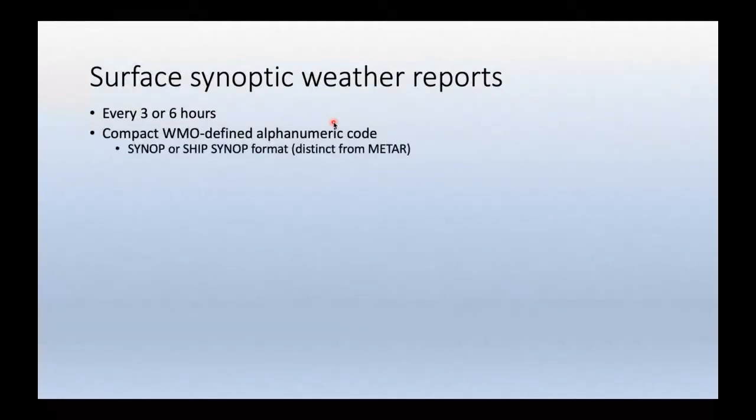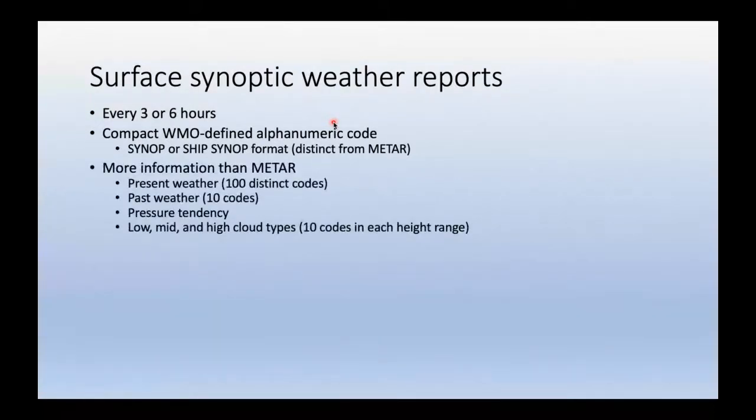The WMO-defined alphanumeric code for both synoptic and ship format weather reports was designed to be very compact and efficient for transmission, because the mode of transmission through many decades was teletype, or radio teletype in many cases, which is a very slow way of transmitting data. And so you had to get a lot of information across fairly efficiently without taking a lot of space and time to get them printed out.